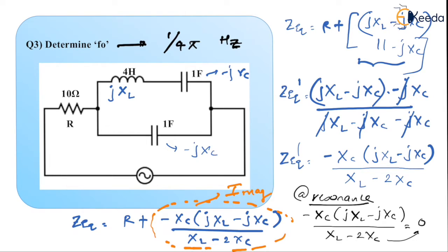I'm sure you understood this. In such type of problems, what you need to do is just calculate Z equivalent and substitute imaginary part equal to 0, and you will always get resonant frequency. So this is the only part of solution we have for this. Let's move to the next question.